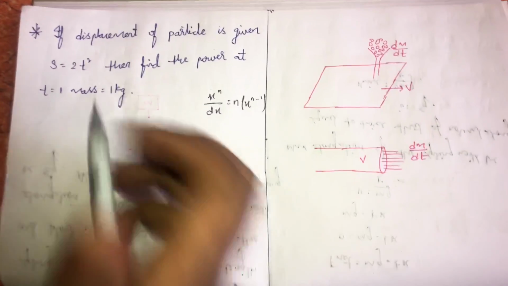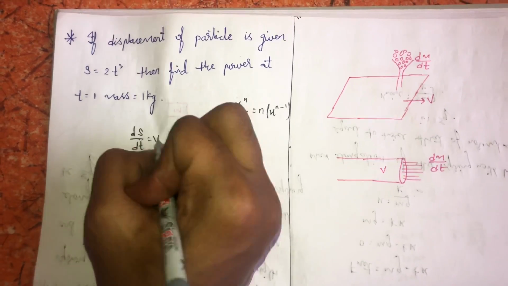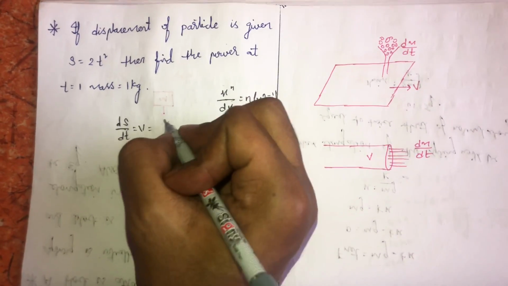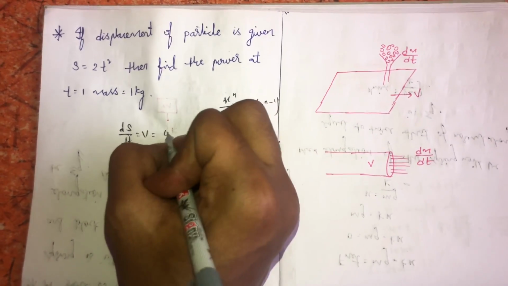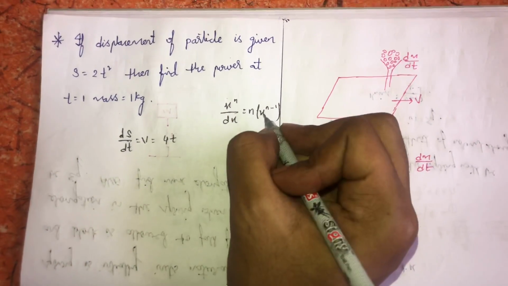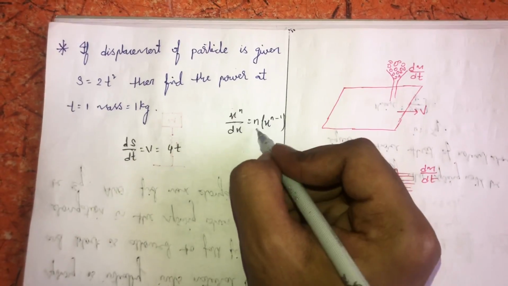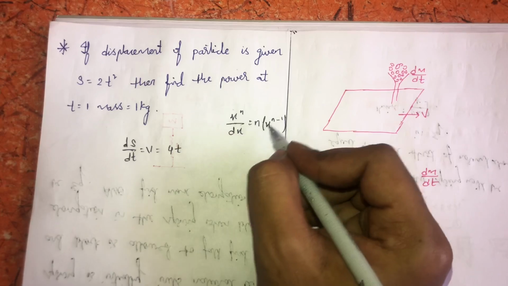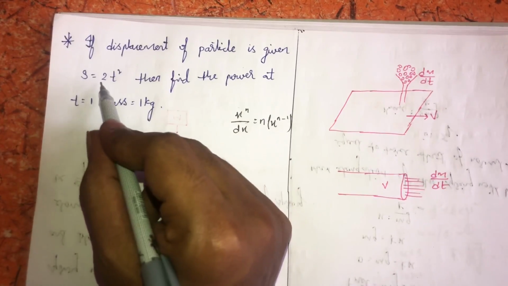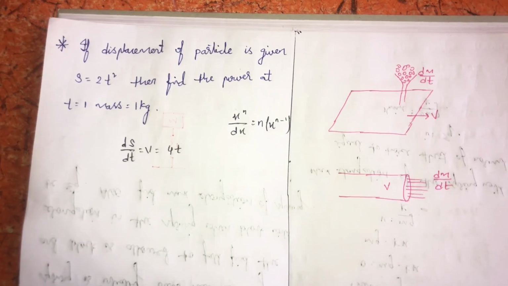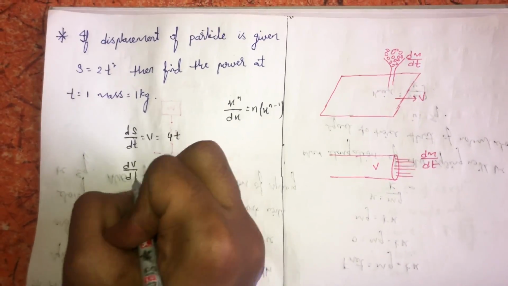Then differentiation of displacement by dt, ds by dt, we are going to get velocity, that will be equal to 2t square means 4t, as the value of n is 2. Then 2 times x to the power of 1, that is 2 into t to the power of 1. Already we have a 2 here, so 2 into 2 will be equal to 4. Then differentiation of velocity by dt will be equal to 4.